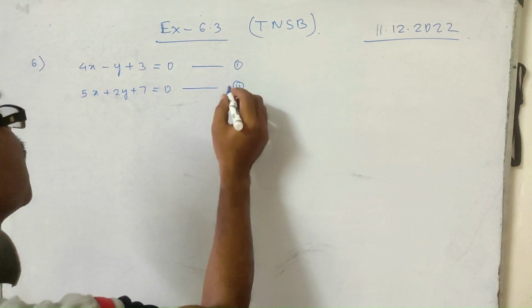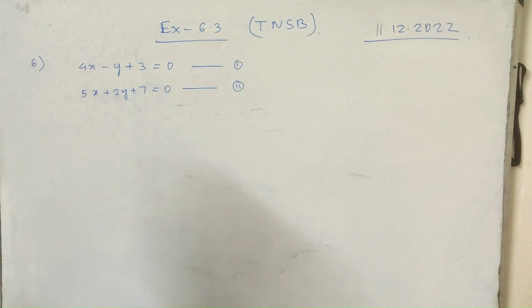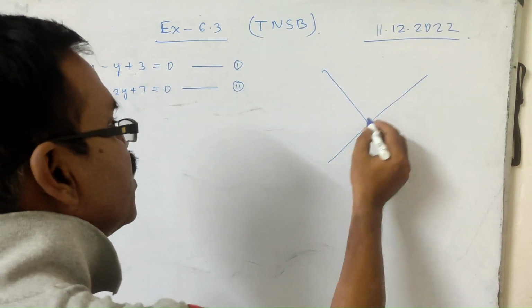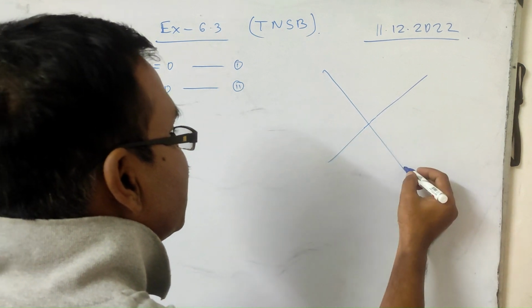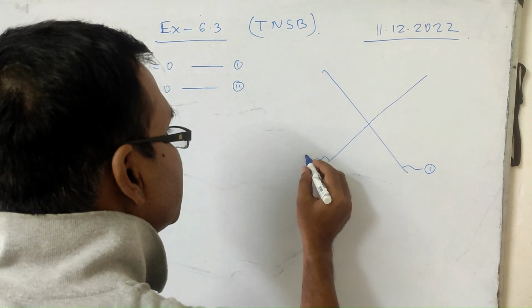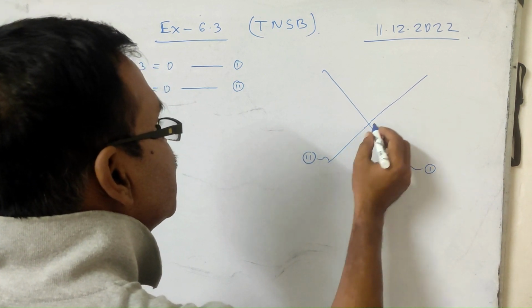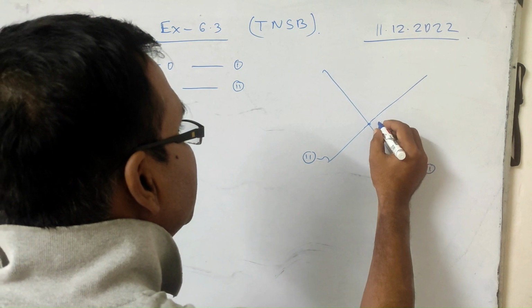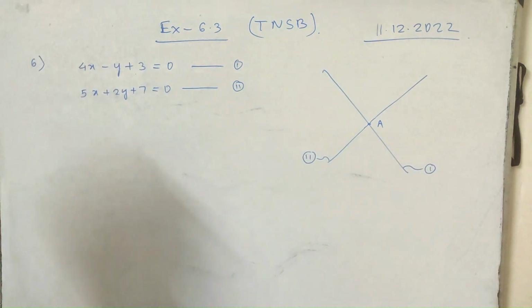Alright, look here. This is equation 1 and this is equation 2. Now these two lines are meeting at this point. Name this point A.